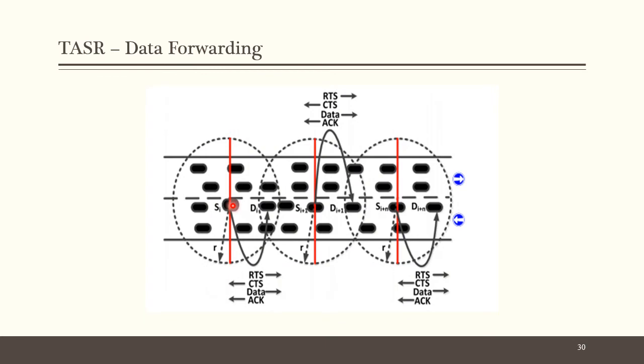Here currently this one is a source node and this one is a destination node. Before sending data, it will send a request to send, and if everything is alright and they are connected, the destination will send back a clear to send. After that, the source will transfer the data, and when the destination receives the data, it will send back an acknowledgement that the data is transferred successfully. Now this one will become a source node and this one will become a destination node, and this process will be continued until it reaches its final destination.